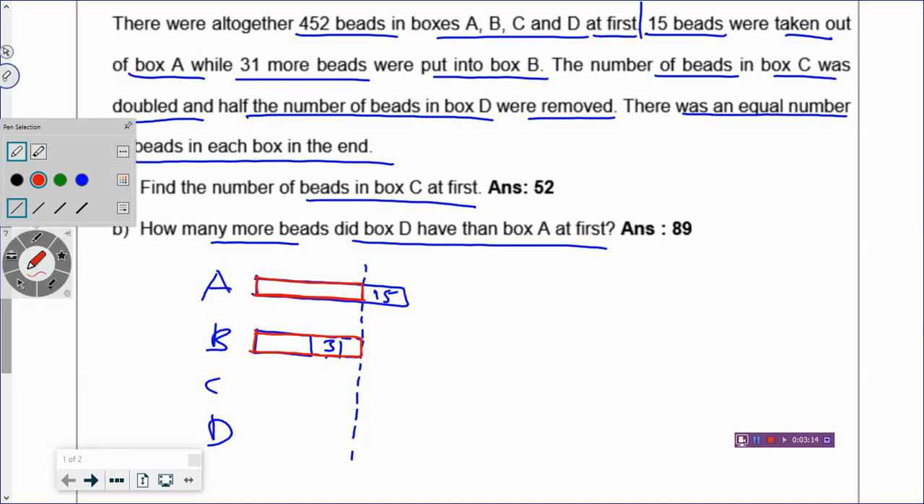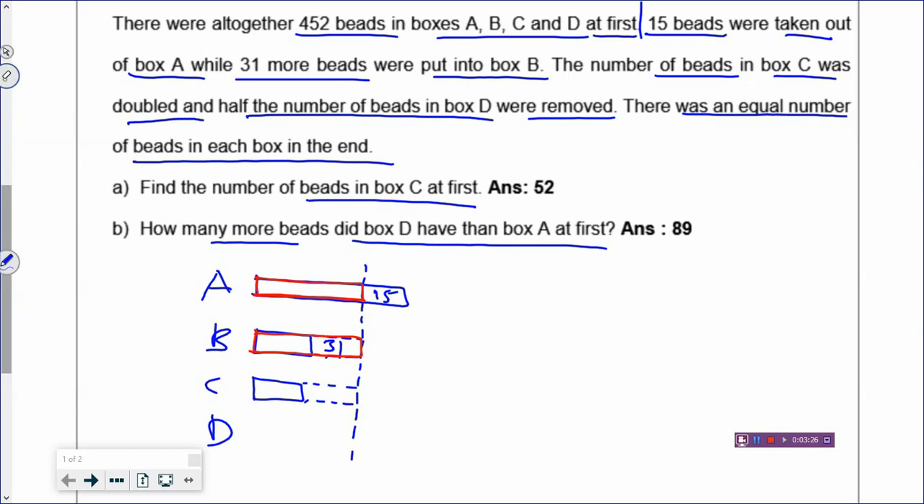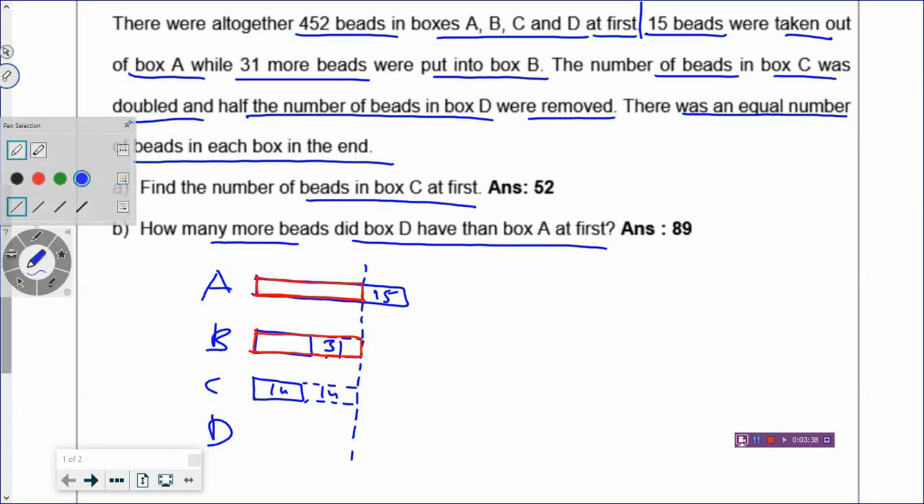And then the bits in box C were doubled. Doubled means there must be half at first, and then you add some more. So now the bits became double, or 2 times. So you have 2 units now. At first you have only 1 unit, 1 time. Now you have 2 times, so I call it 2 units. And now you can see in the end the number of bits in box C also became an equal number.